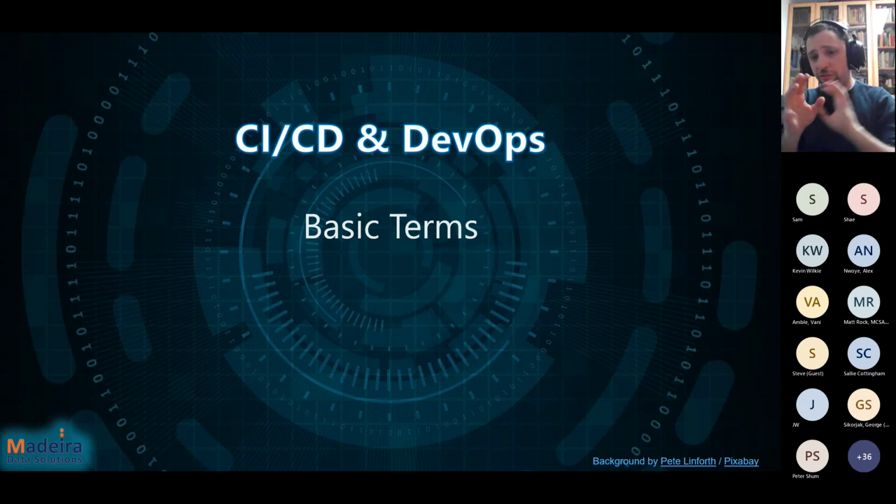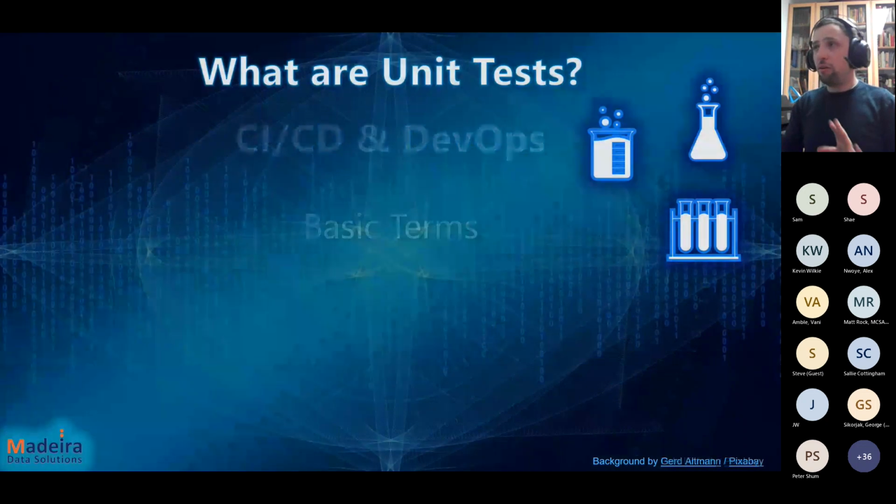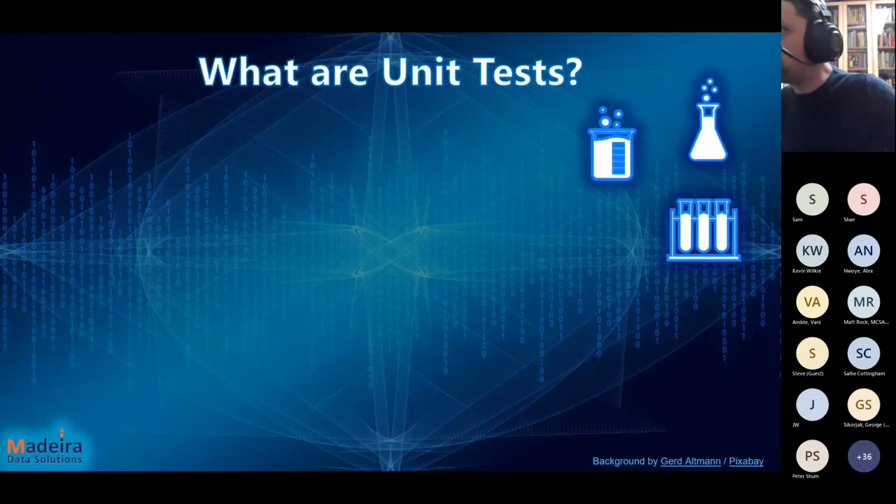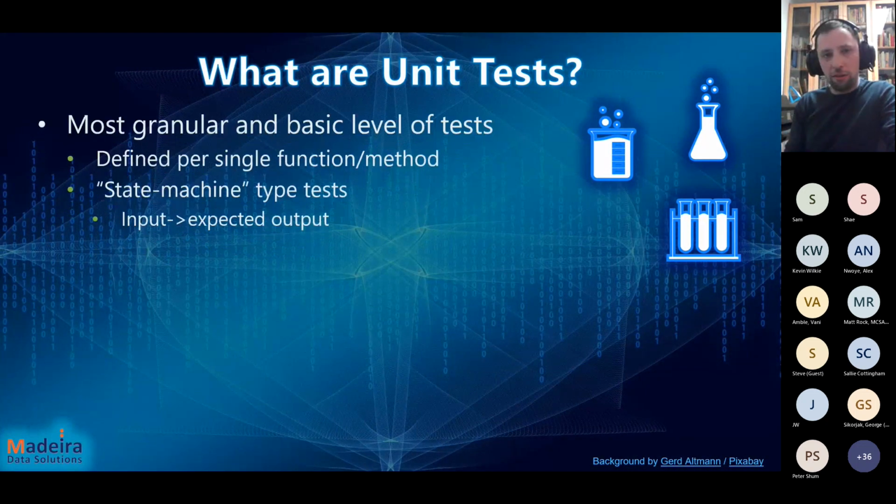Moving on, CI/CD. So basic terms in the field of CI/CD. First of all, let's start with unit test. What is a unit test? A unit test is the most granular and basic level of tests. It is usually created per single function or method or procedure in our case.